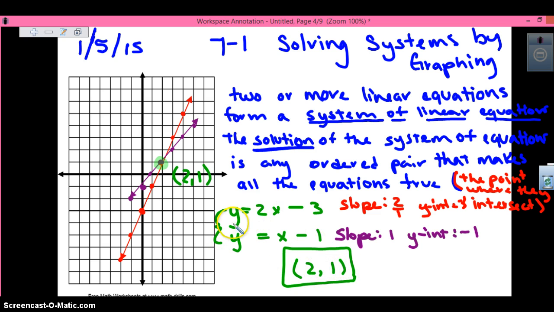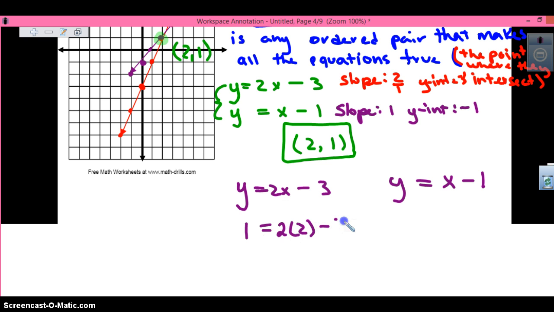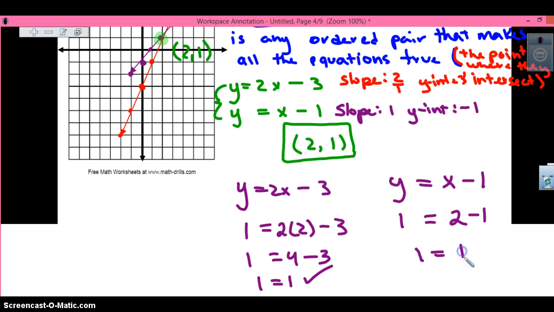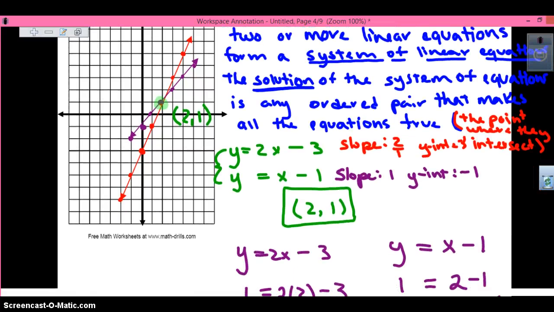In other words, let's say we substitute y equals 2x minus 3 and y equals x minus 1. If we substitute y with 1 and x with 2, these should both be true. 1 is equal to 1, so that's true. And right here, these are both true, and that's why the ordered pair 2, 1 is the answer to the system of equations.